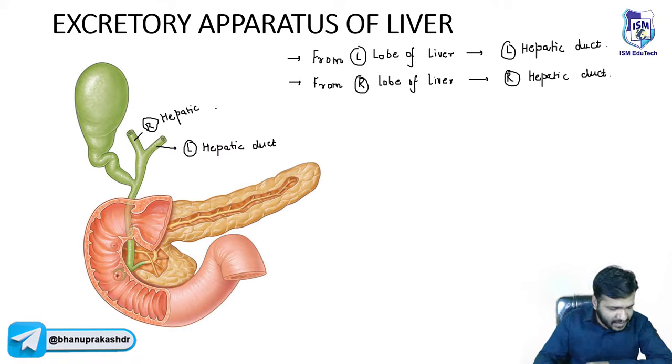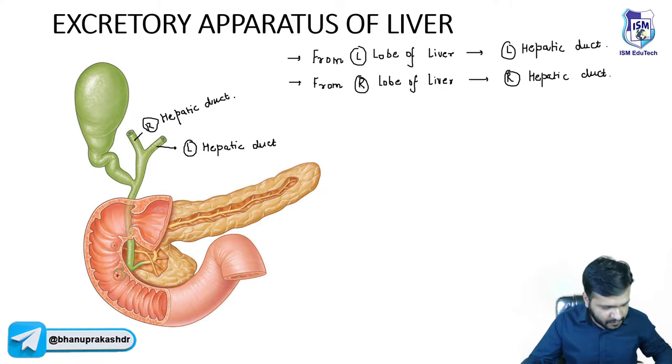Now, can anyone tell me the two anatomical lobes in the chat box? I'm waiting for your answers. Just tell me the two anatomical lobes of the liver so that it's easier. I have already written it on the screen, but I want you to write it in the chat box.